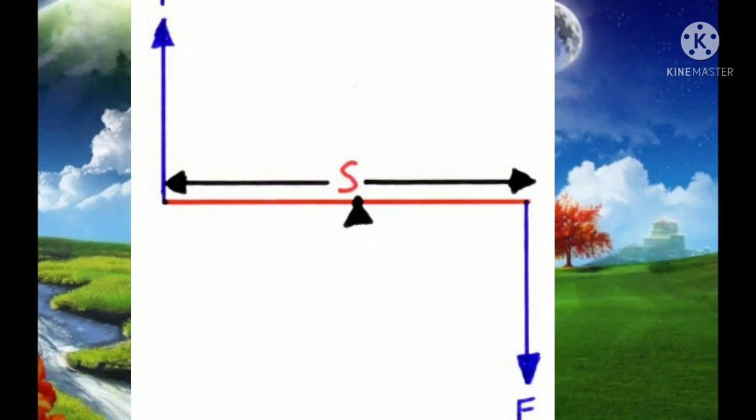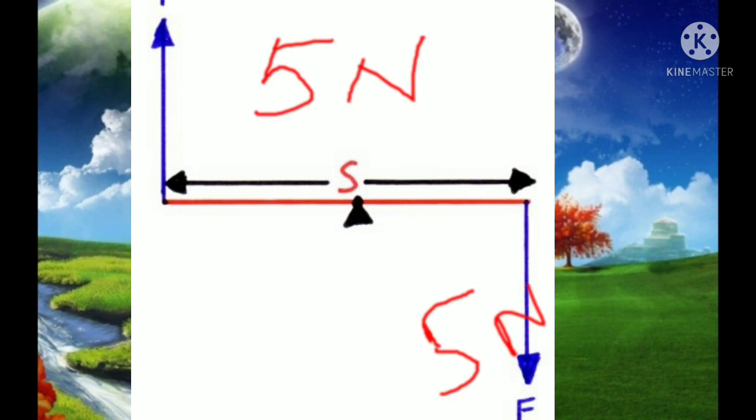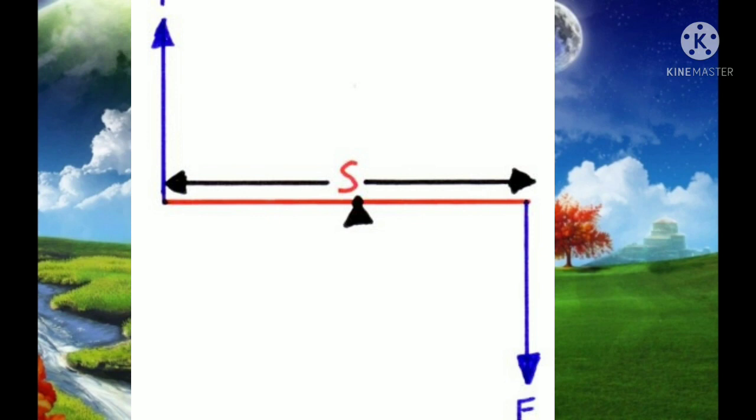Now we are going to learn the formula for the moment of couple. The moment of the couple is measured by the product of any one of the forces and the perpendicular distance between the lines of action of the two forces. Here one force is acting in the upward direction and another in the downward direction. These two forces are equal in magnitude. For example, in the upward direction the force is 5 Newton and in the downward direction the same 5 Newton is acting, so they act in opposite directions and constitute a couple.